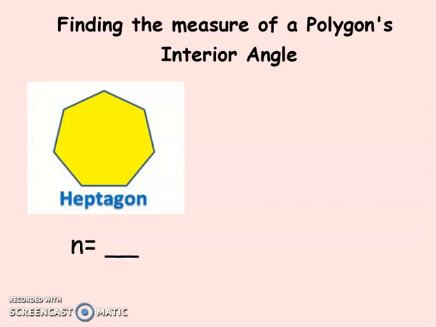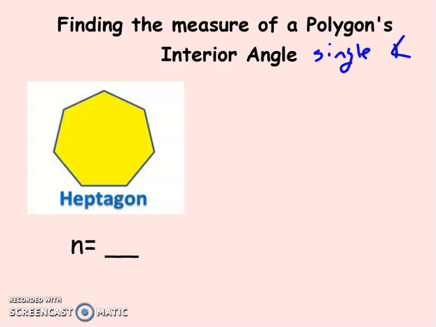Notice that there is no sum in this question. It says find the measure of a polygon's interior angle. It doesn't say what is the sum of it. So I'm looking for an individual angle, or I'm looking for a single angle. I'm going to use the angle abbreviation. All the single angles, right? So we want to find the single angle.